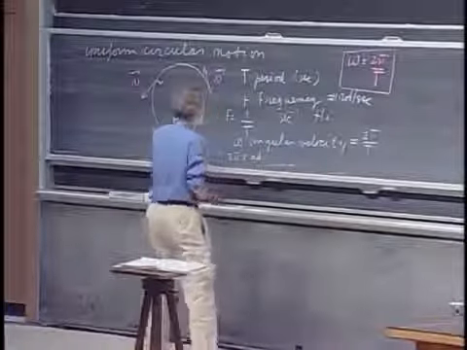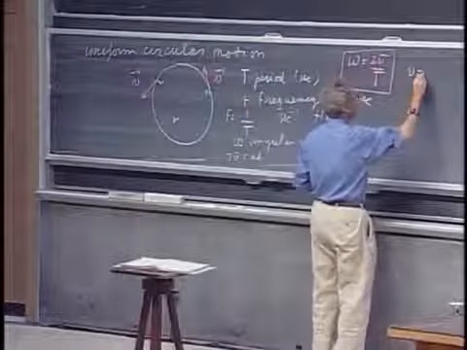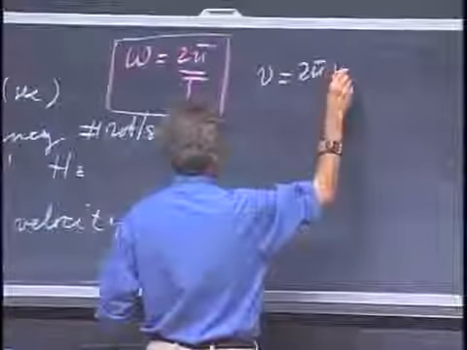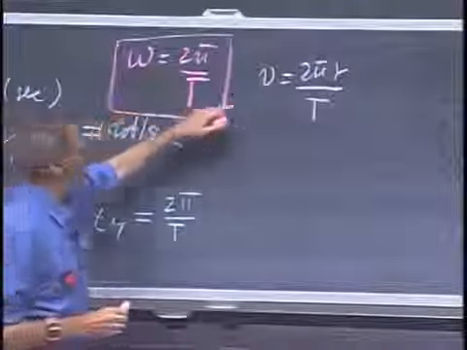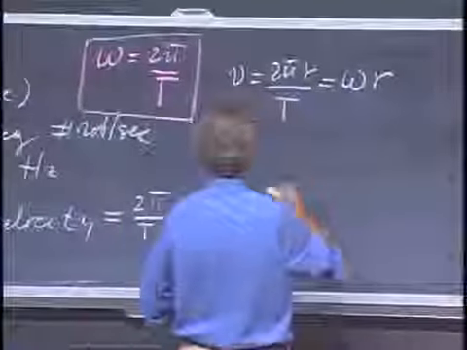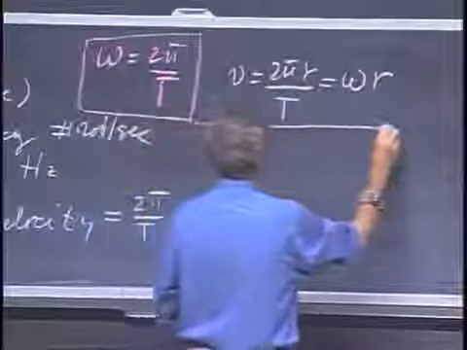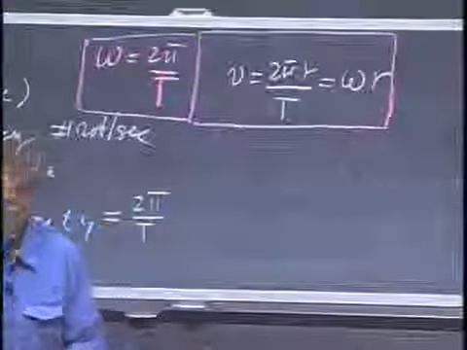The speed, v, is of course the circumference, 2 pi r, divided by the time to go around once. But since 2 pi divided by T is omega, you can also write for this omega r. And this is also something that I want you to remember. These two things you really want to remember.